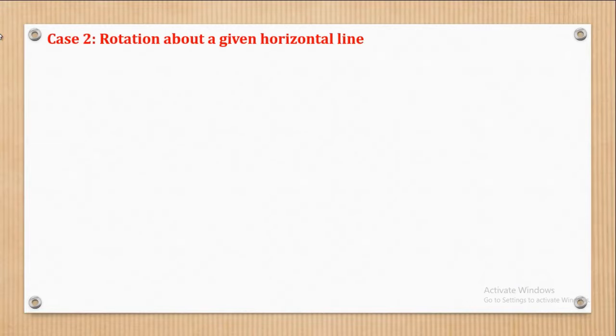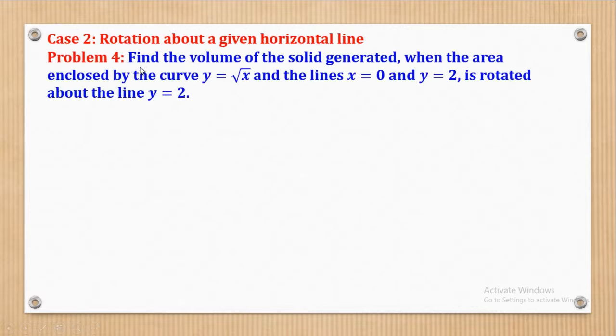So we shall now go to case 2, where rotation is done about a given horizontal line. So problem 1-4 says, find the volume of the solid generated when the area enclosed by the curve y equal to root x and the lines x equal to 0 and y equal to 2 is rotated about the line y equal to 2. So previously we have been dealing with the rotation about the x-axis. Now we are going to rotation about a given horizontal line. So the first thing to do is to get the intercept. So the intercept is 0, 0.